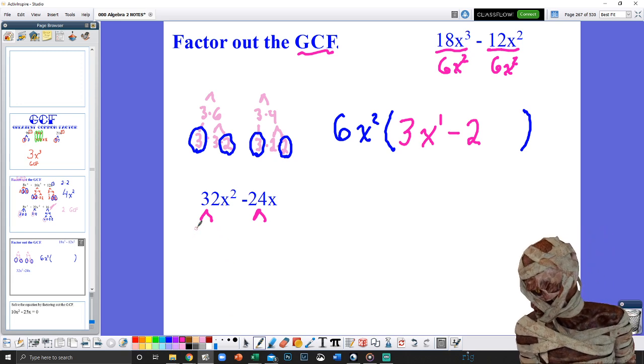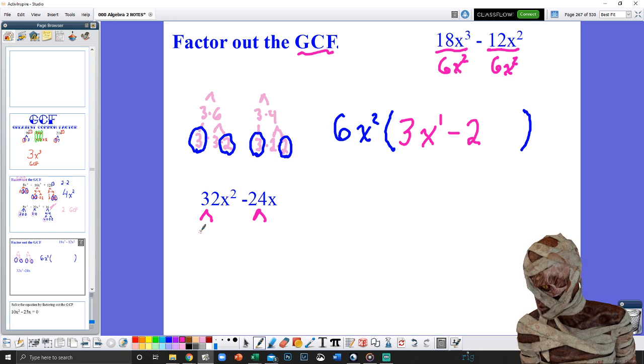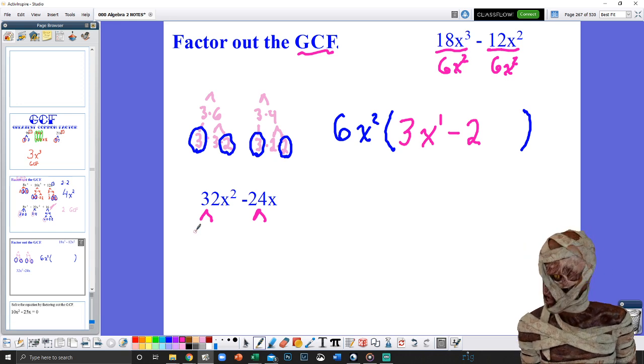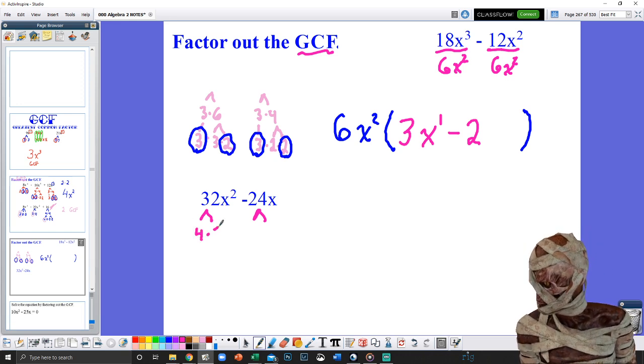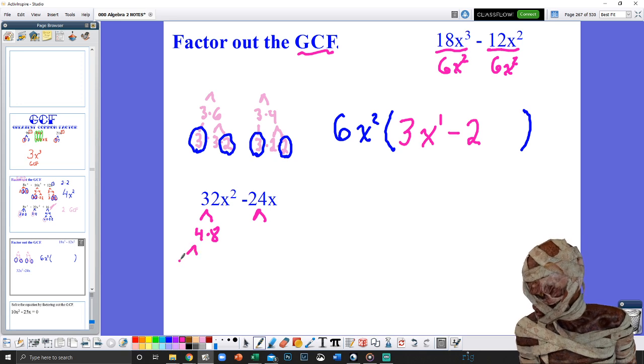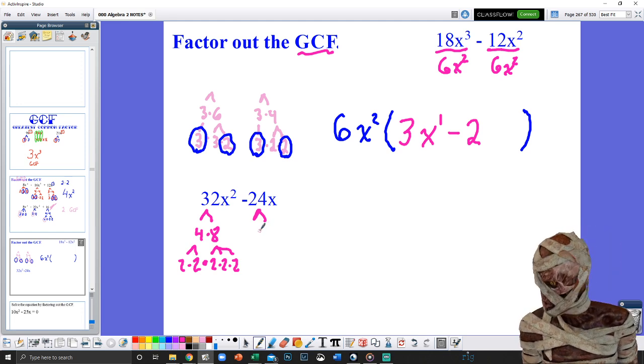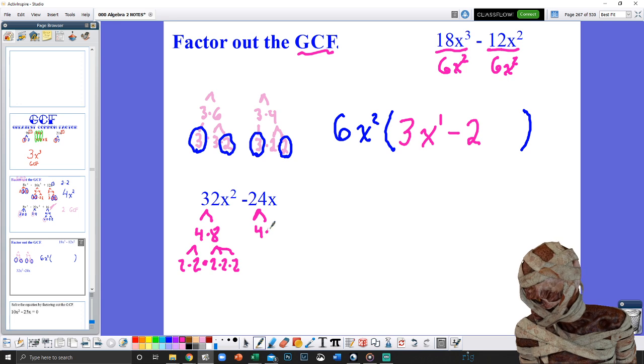So 32, hopefully you did not choose 2 and 16 because those numbers are too far apart. 4 times 8 would work. I know that 4 is 2 times 2, and I know that 8 is 2 times 2 times 2. Then over here, 24. You could have done 2 and 12, but that's going to make your life more difficult. Hopefully you picked 4 times 6. 4 is 2 times 2, and 6 is 2 times 3.